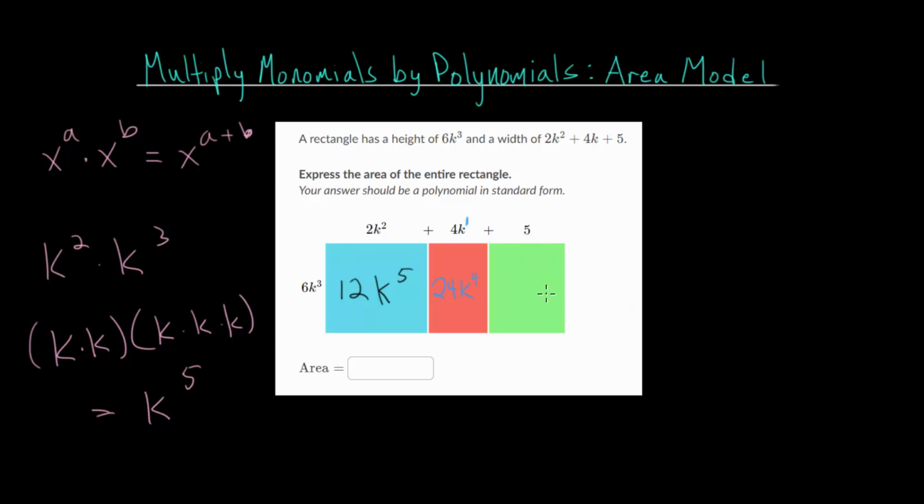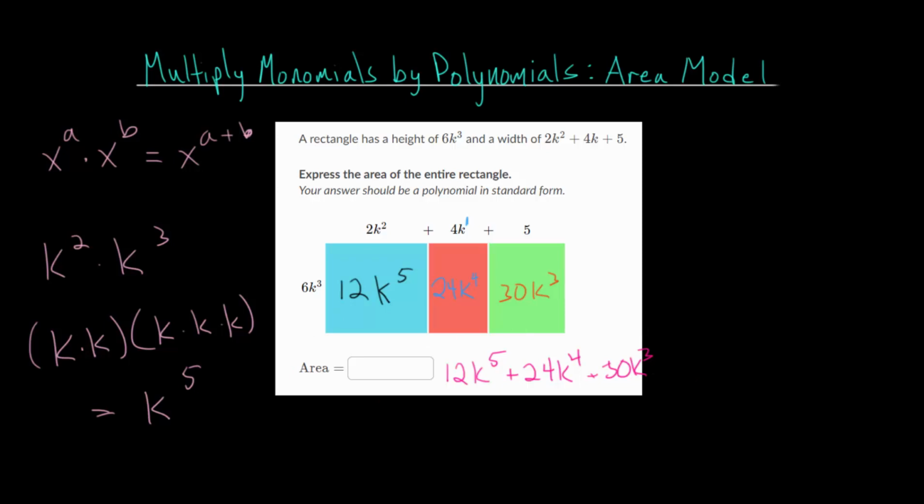And lastly, we'll find the area of the green rectangle. So that's the height, 6k to the third, multiplied by 5, so 5 times 6, that is 30, and we still have this k to the third left over since there are no k's here. So our final answer for this, remember, we're just adding all of these rectangles together to find the area of the entire rectangle. So in the box, we'll put 12 times k to the fifth plus 24 times k to the fourth plus 30k to the third power.